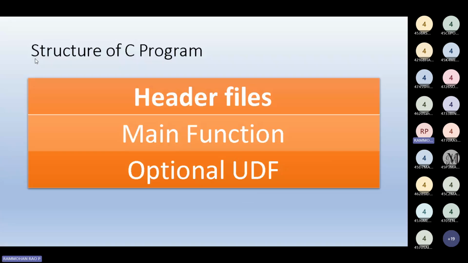So friends, any C program will basically contain three parts. Part one is header files. Header files, you know very well what is a header file, hash include stdio.h, like that you will type, right? I'll tell you what is a header file, but part one is header file. Then comes your main function.